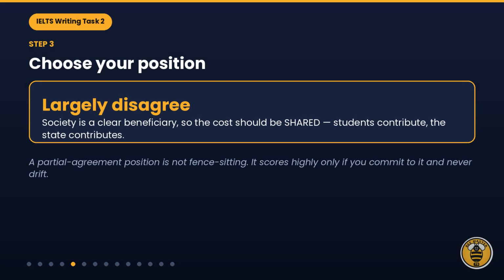Choose your position before you write a single sentence. Mine is largely disagree. Society is clearly a beneficiary, so the cost should be shared between the student and the state. A partial agreement like this is not fence-sitting. It scores highly, but only if you commit to it and never drift.